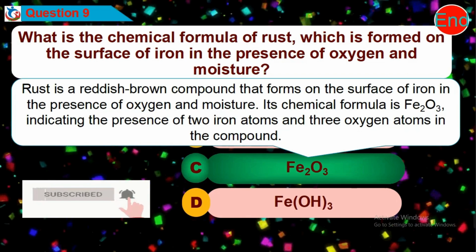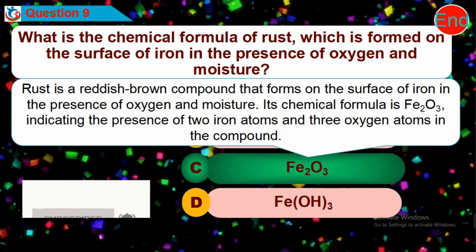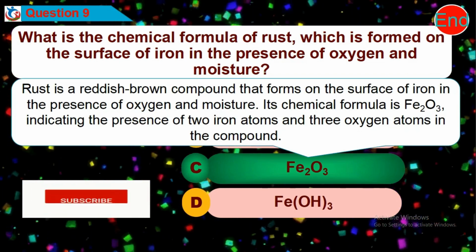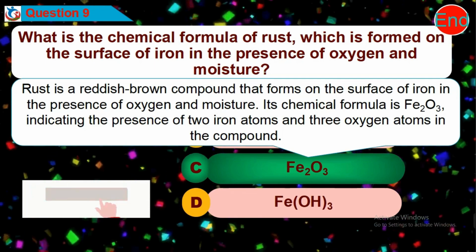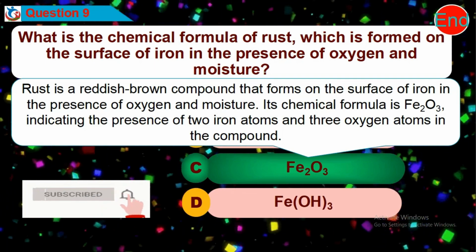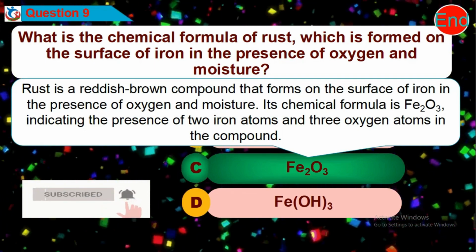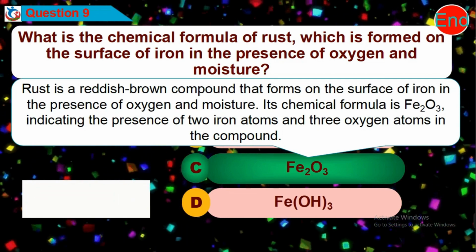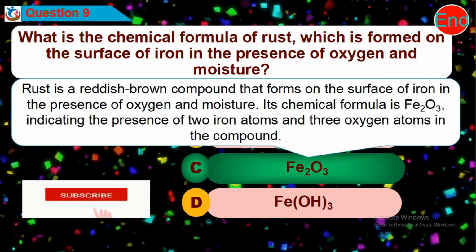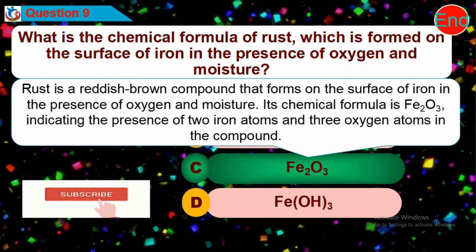Rust is a reddish-brown compound that forms on the surface of iron in the presence of oxygen and moisture. Its chemical formula is Fe2O3, indicating the presence of 2 iron atoms and 3 oxygen atoms in the compound.